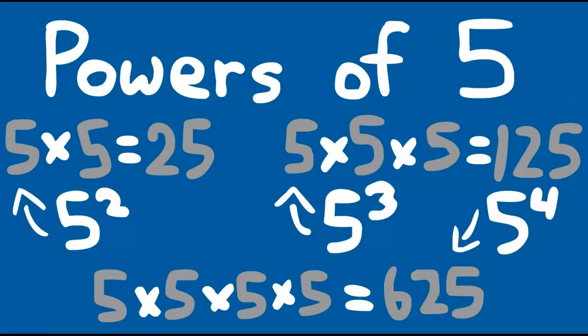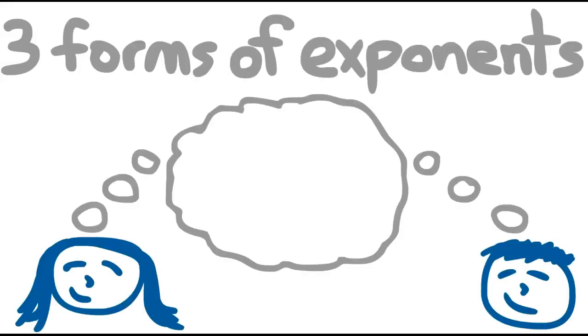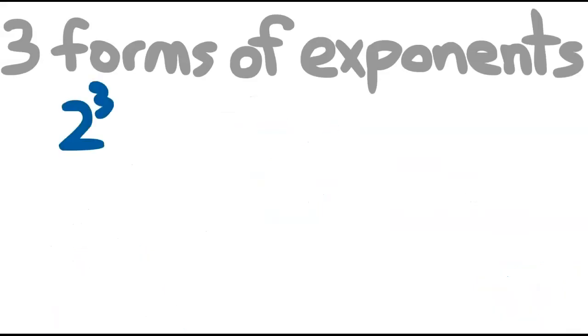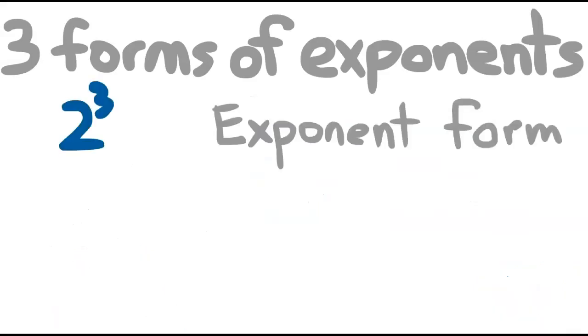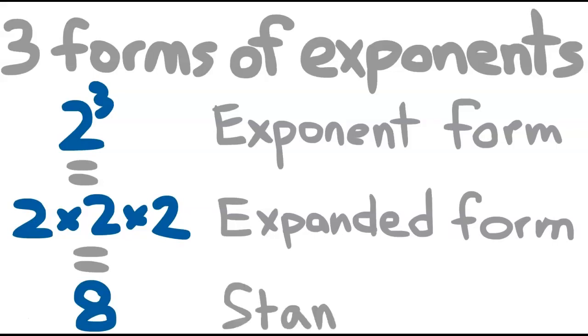Now let's look at the 3 different forms of exponents. You might find that you already know them. 2 to the 3 is known as the exponent form. It's because there's an exponent in there. 2 times 2 times 2 is the expanded form. It's because you've expanded the exponent form. And the result of 8 is the standard form. A plain number is the standard.